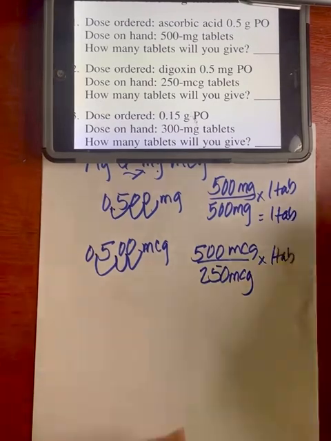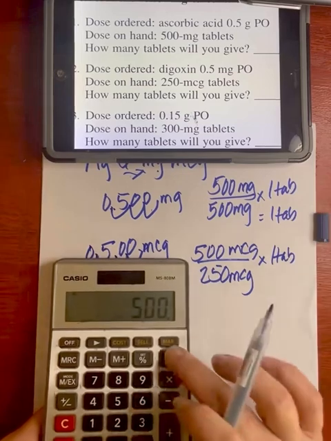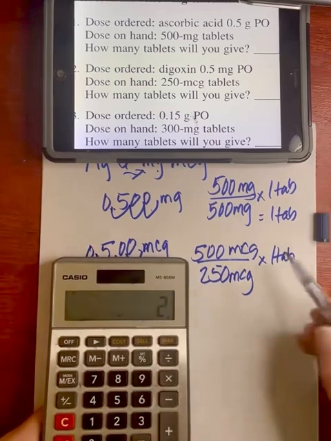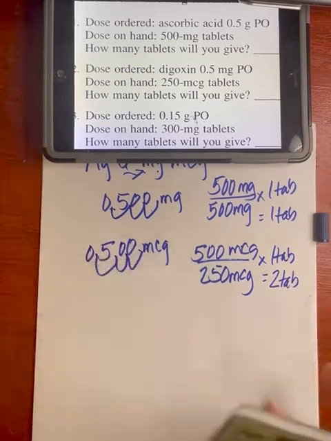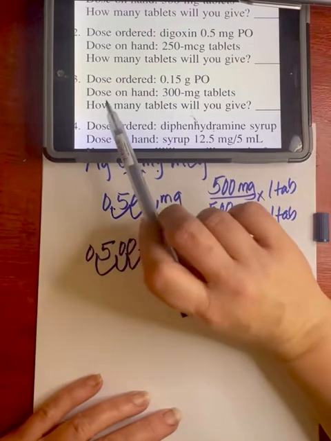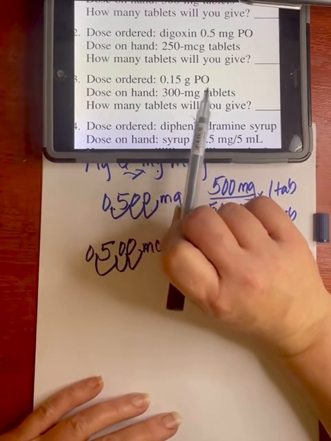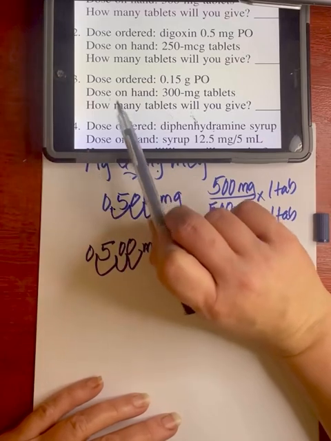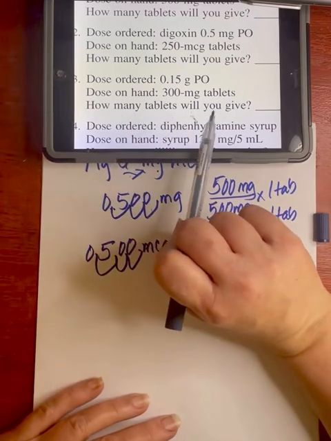And then we're going to do the math. That divided by that. 500 divided by 250 equals, and that will be 2 tablets. Okay? And the next one is the dose ordered is 0.15 grams PO. The dose on hand is 300 milligram tablets. How many are you going to give?